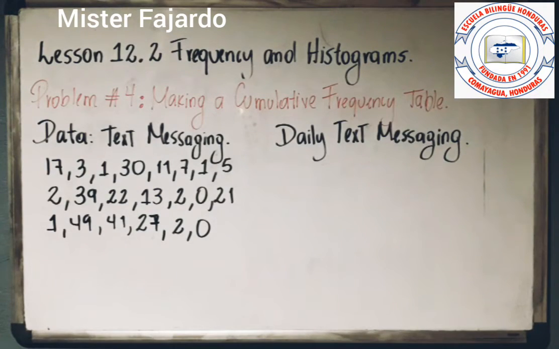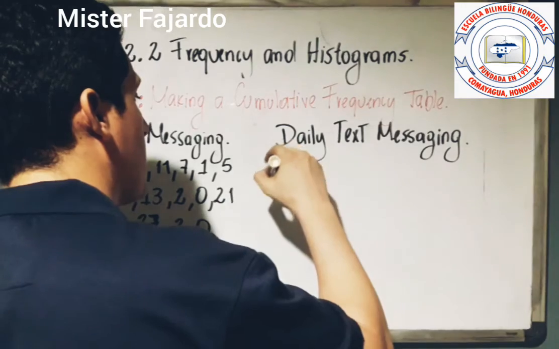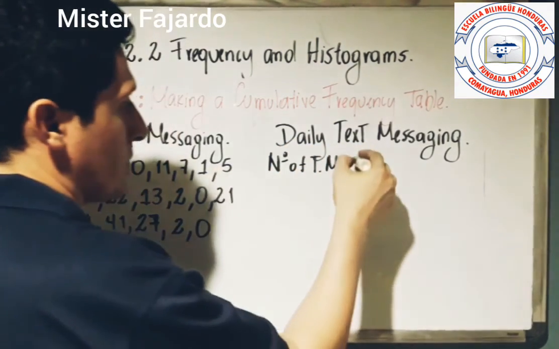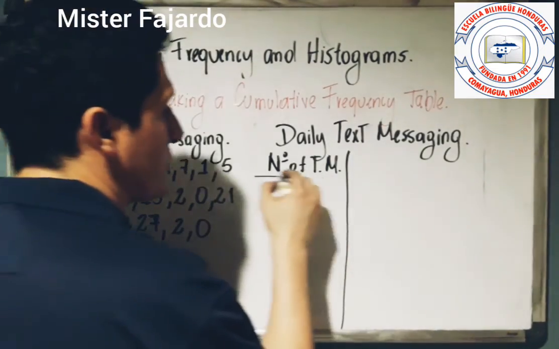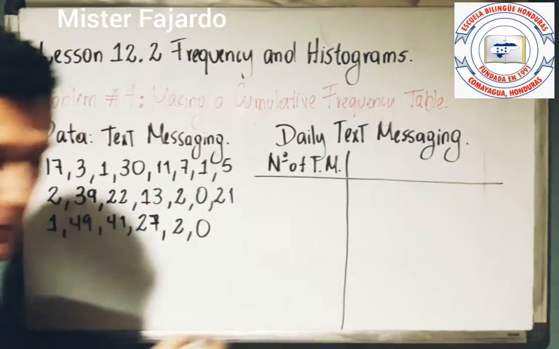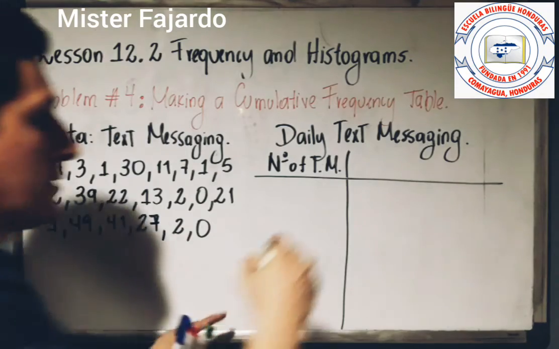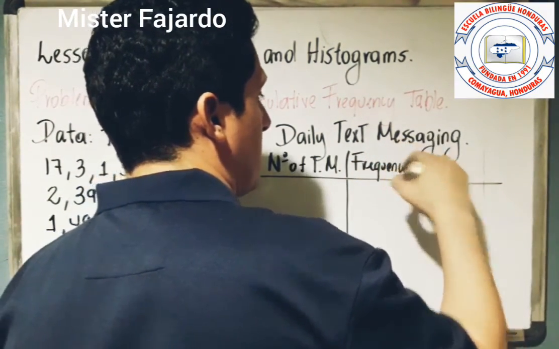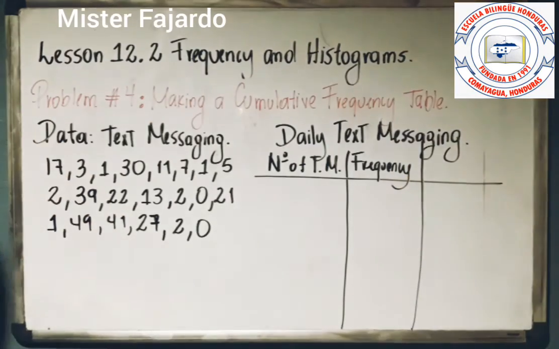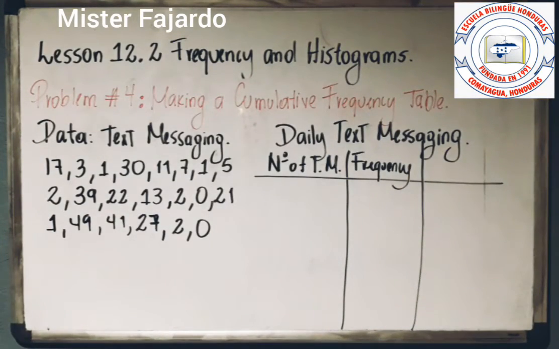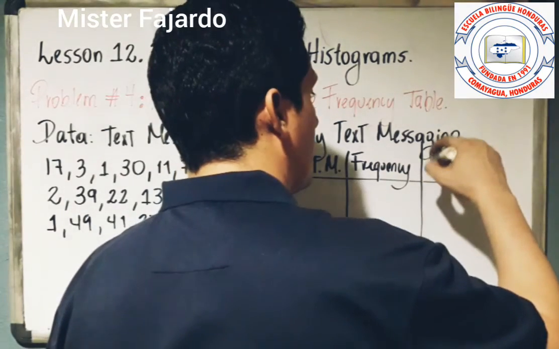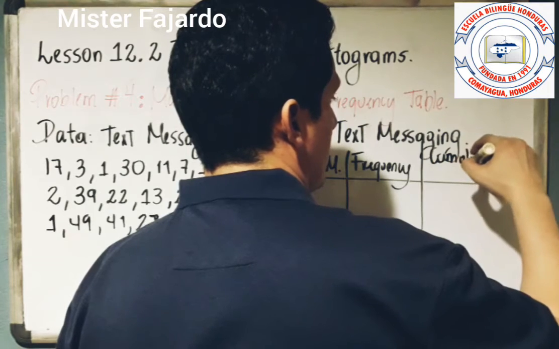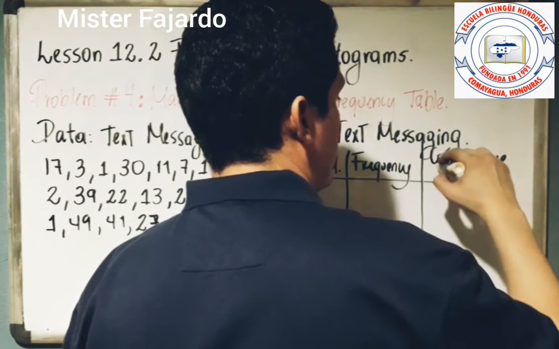We are going to put number of text messages as the first column. The first division is the one that is going to give me the intervals. Then I'm going to have the frequency. And the last one, in this case, is the one that we are going to talk about: the cumulative frequency table.